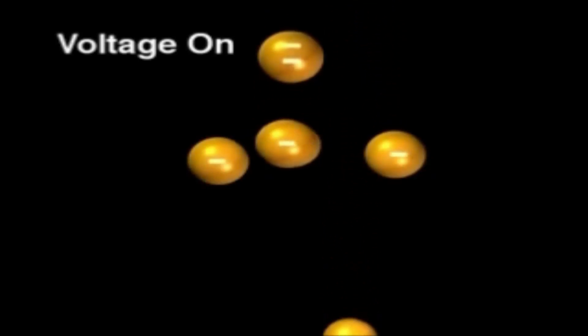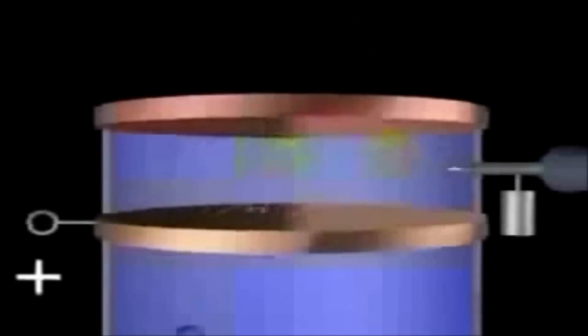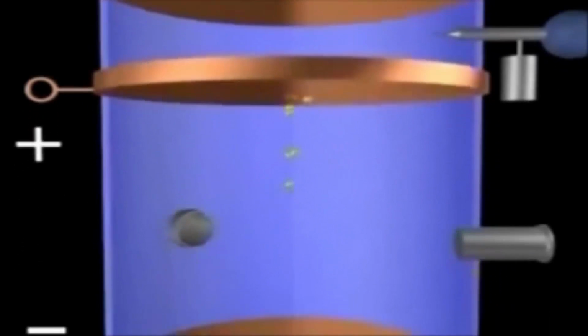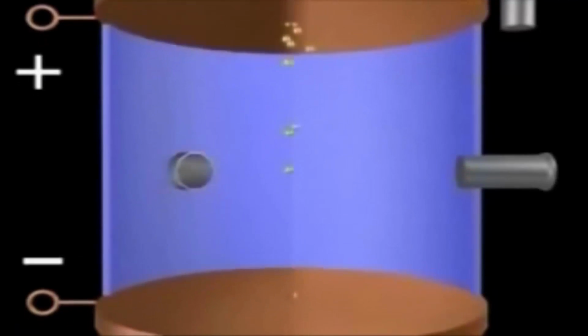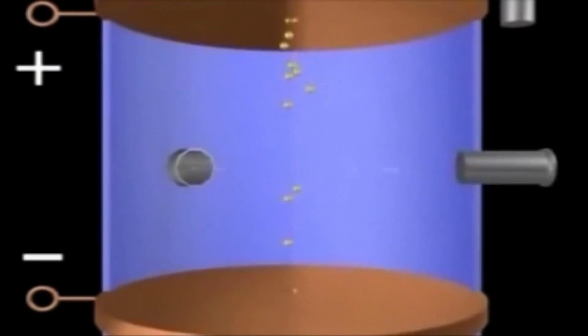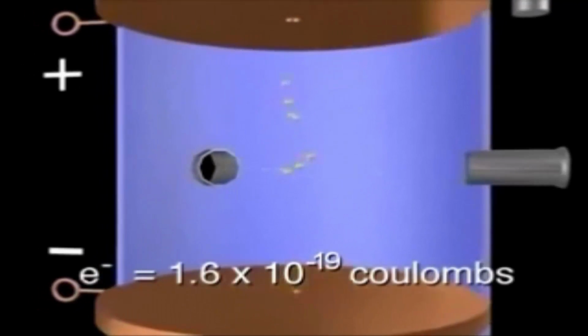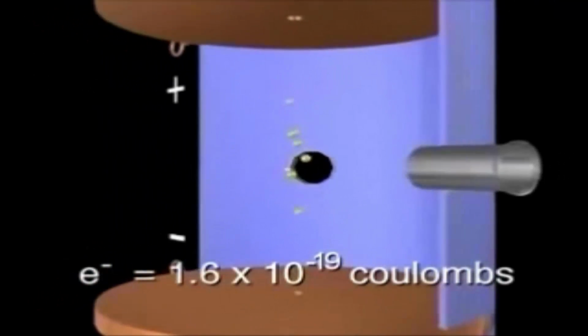By adjusting the applied voltage and observing the droplets both with voltage off and voltage on, Millikan was able to determine that the charges on the droplets were all multiples of a smallest value, 1.6 times 10 to the minus 19th coulombs. He took this to be the charge on a single electron.